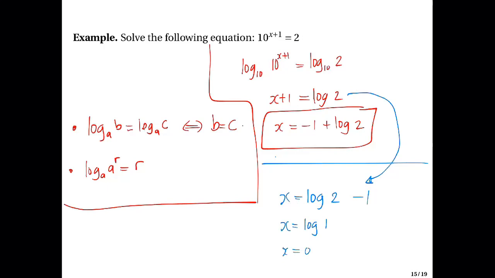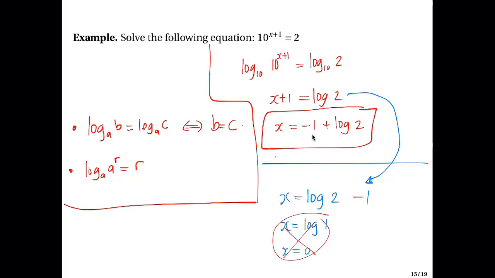So this part here is now incorrect. Take note that here we just have log 2, and then we subtract 1 from the logarithm of 2. This is not log of 2 minus 1. This is log 2, minus 1. And I'm telling you because many students do this, so I hope you will not do this.